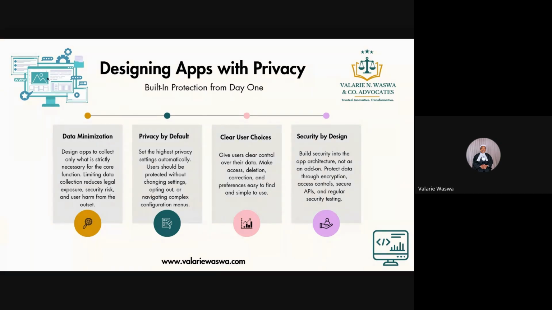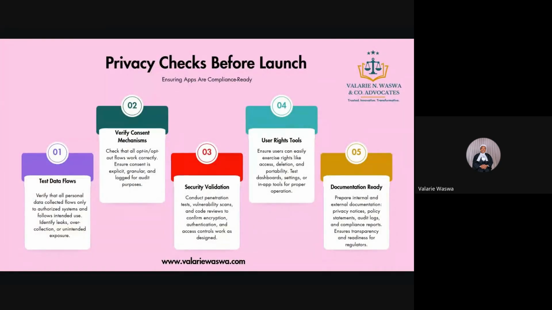Security by design, I think I've mentioned this actually already. So again, as I said, if there are no cybersecurity protocols and measures in place, then what are we even doing? All right, so we need to make sure that even in the cybersecurity protocols you have for your app, it has a privacy-first approach to it. So this could be maybe encryption, it could be access controls, it could be having secure APIs and regular security testing.